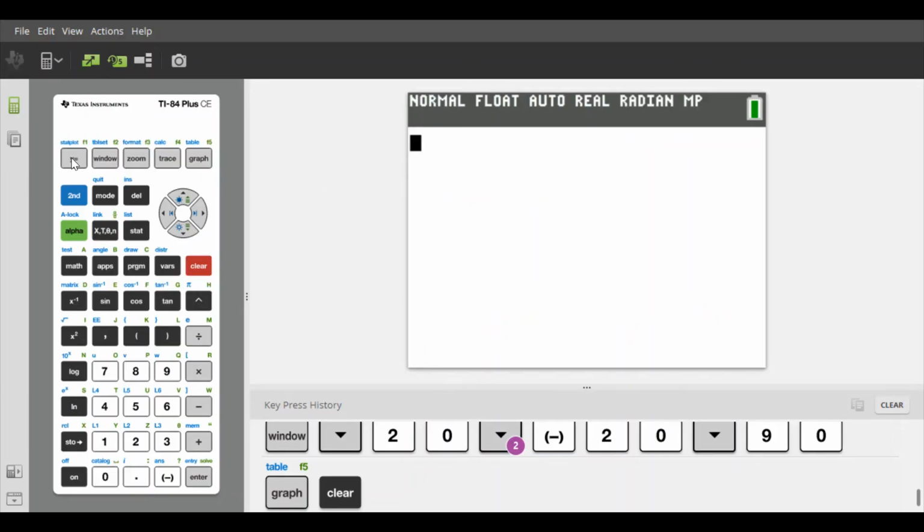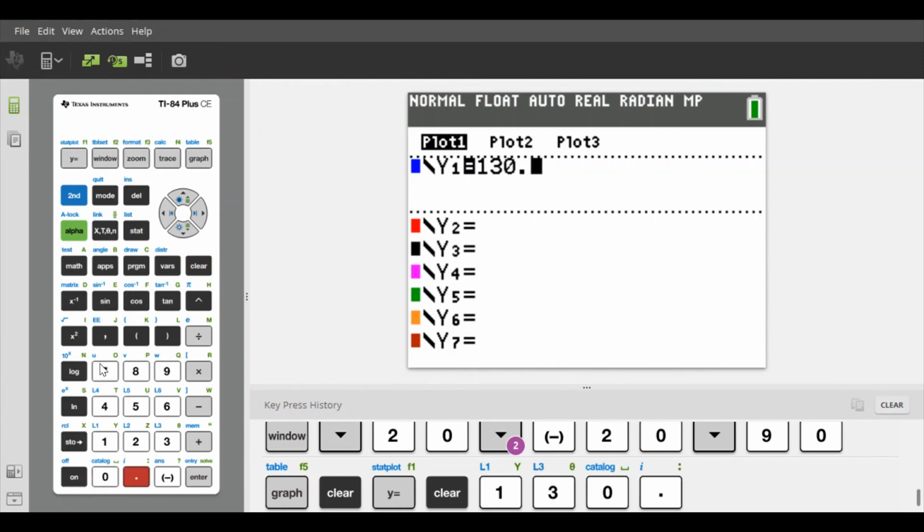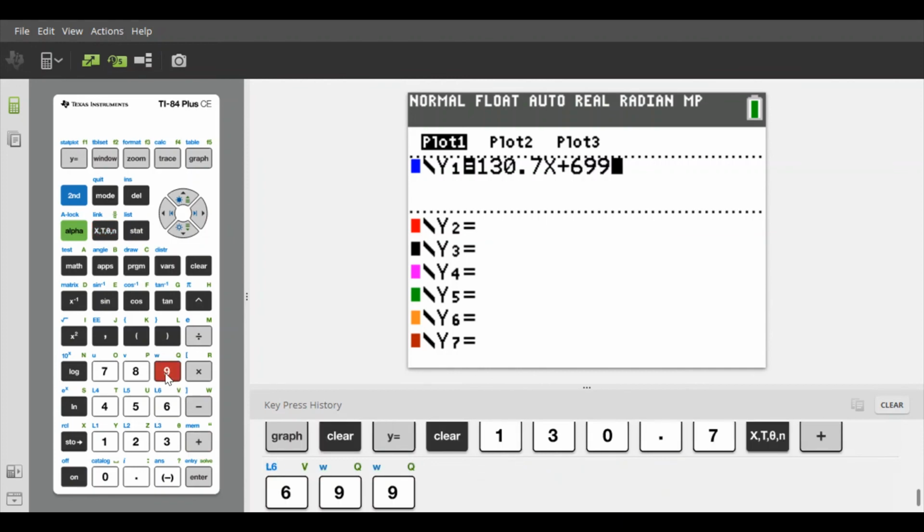Alright, so I'm going to go to my calculator. I'm going to hit y equals. I'm going to clear out this old y equals. And I'm going to type in my new one, 130.7x plus 699.7, and I've got that plugged in.